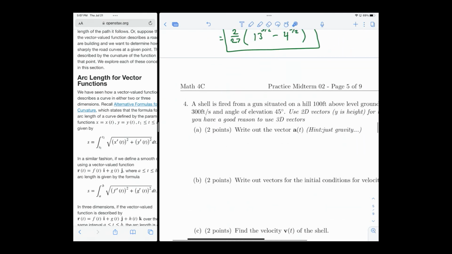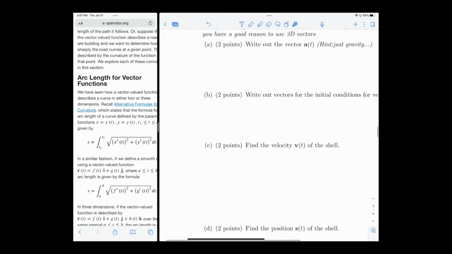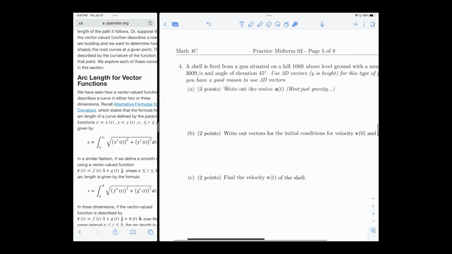Really sorry about the chop here. I think OBS is causing me some issues.